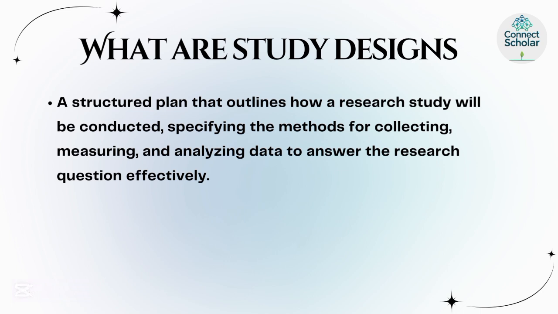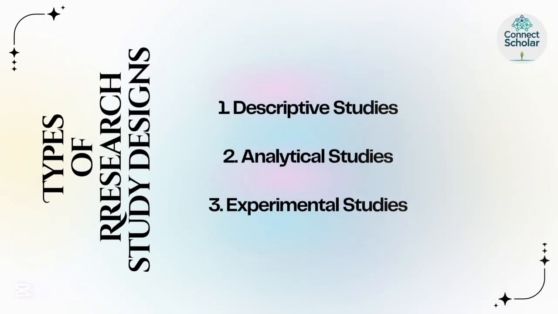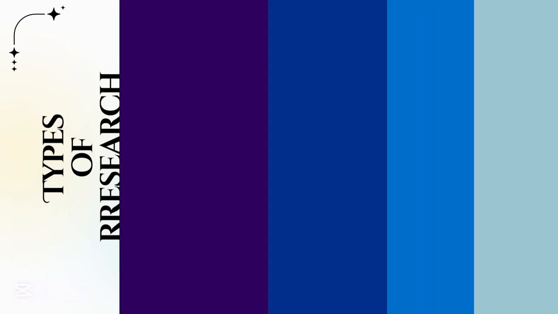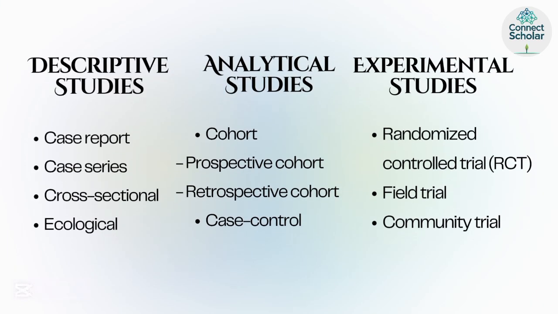This portion also tells how you're going to collect your data, measure your data, and analyze your data to answer the research questions effectively. Here are the three types of research study designs. First, descriptive studies. Second, analytical studies. And third, experimental studies. All of these types have subcategories which are listed on this slide. We will be discussing all the types of study designs along with all of their subtypes.